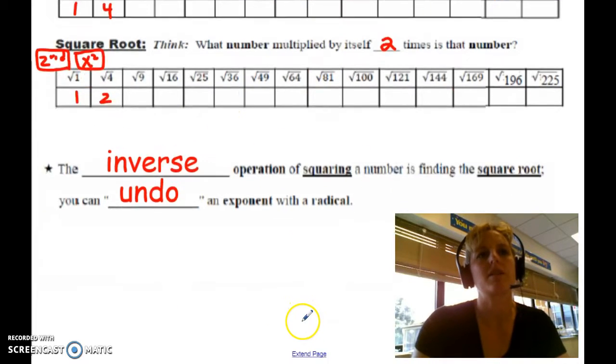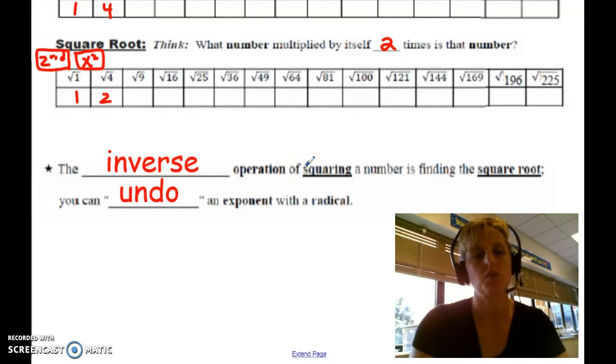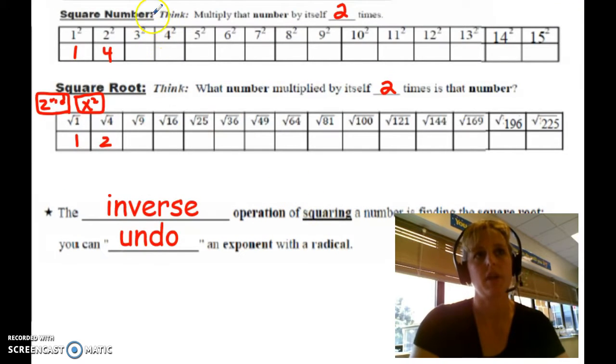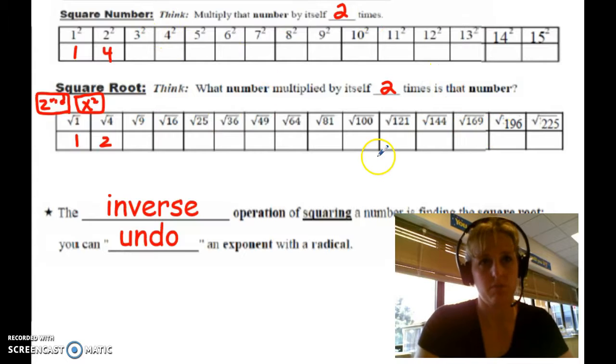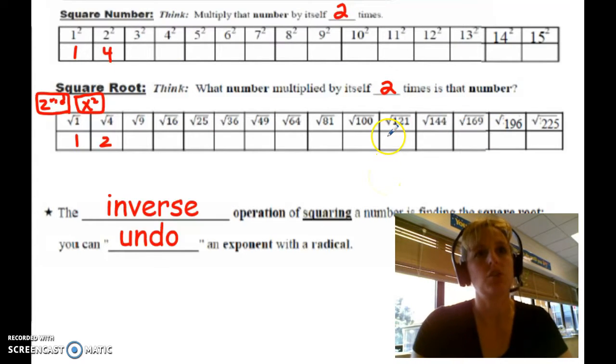Understand down here at the bottom we're mentioning that inverse operations allow us to undo things. So of course, squaring and square rooting, once you see what happens when these tables are fully filled out, you'll understand why they undo each other. So pause the video, fill in your chart, and then play so you can check your answers.